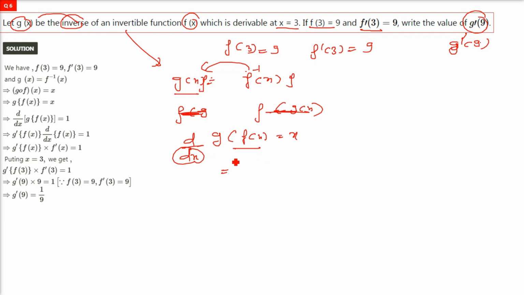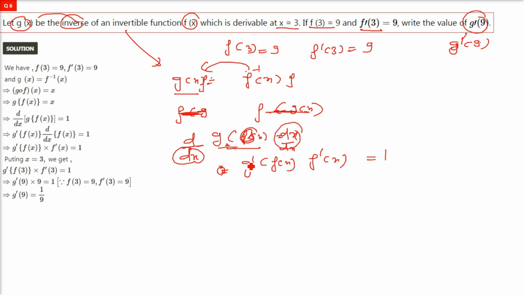So g dash, g of f x, both sides I am differentiating. So differentiation of g of f x is g dash of f x, then differentiation of f x also has to be done, which is f dash x. Okay. And this is equal to what? Differentiation on the right side will be differentiation of x, which is d by dx of x will be 1. So let us put it as 1. g dash f x into f dash x equals 1.